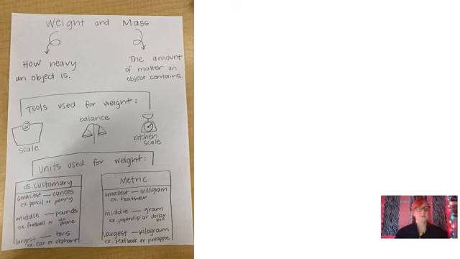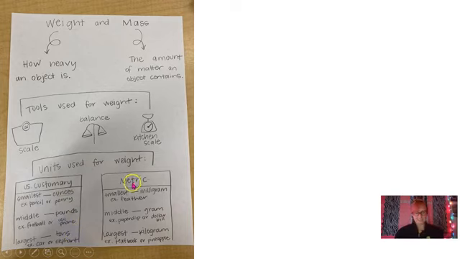Now, the tools that we use for weight are scales, balances, and kitchen scales. And the units that we use for weight, we have two different systems that we use. We have the U.S. customary system, which is what we use in the United States, and the metric system, which is what is used in the rest of the world. Our units for measuring weight in the U.S. customary system are ounces, pounds, and tons. There's 16 ounces in 1 pound, 2,000 pounds in 1 ton.